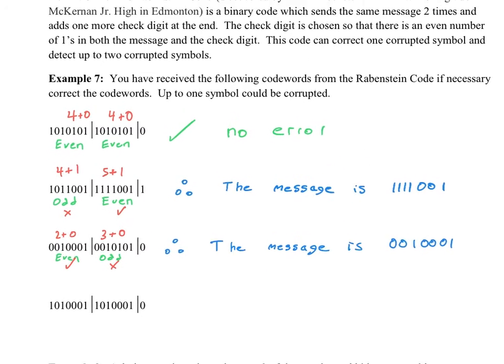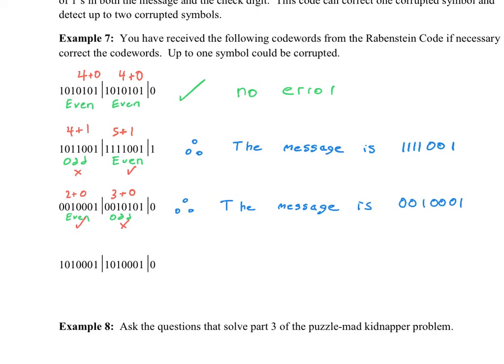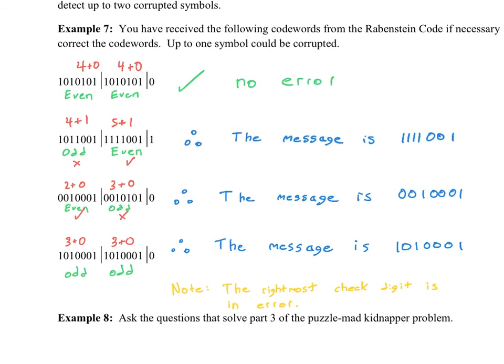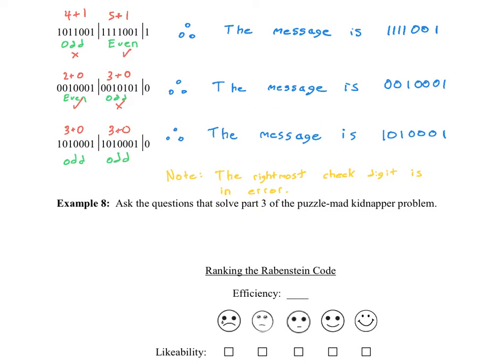Okay, let's do one more example. In this last example, adding the number of ones gives us 3 plus 0, and both of those are odd. So in this situation, the message is good, no problems there. The repeated portion of the message is good, but the thing that's throwing it off is the check digit. The check digit was an error. So the message that the receiver was trying to get is this, and the issue was that the rightmost check digit was an error.